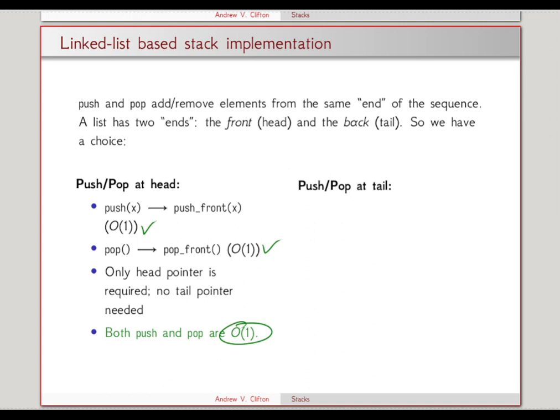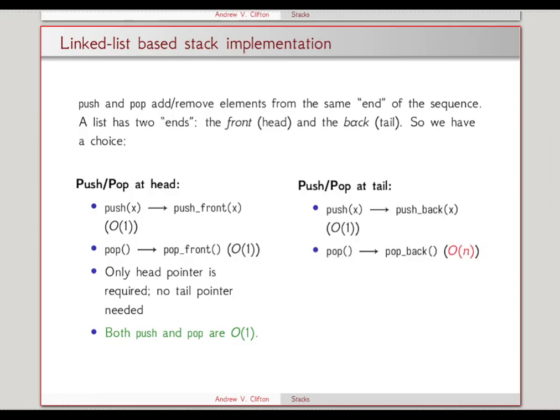If we do them at the tail though, then the stack push becomes a push back. And that's O(1), but it requires us to have a tail pointer. Like we need a tail pointer inside of our class. So we need an extra pointer in our class. That's not such a big deal, but it is something that push and pop at the head doesn't require. But the main problem is pop is going to become pop back. And on a singly linked list, pop back is O(n).